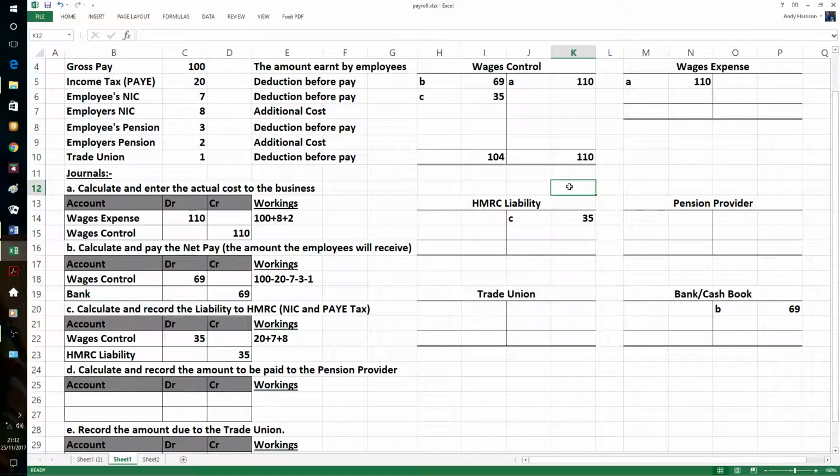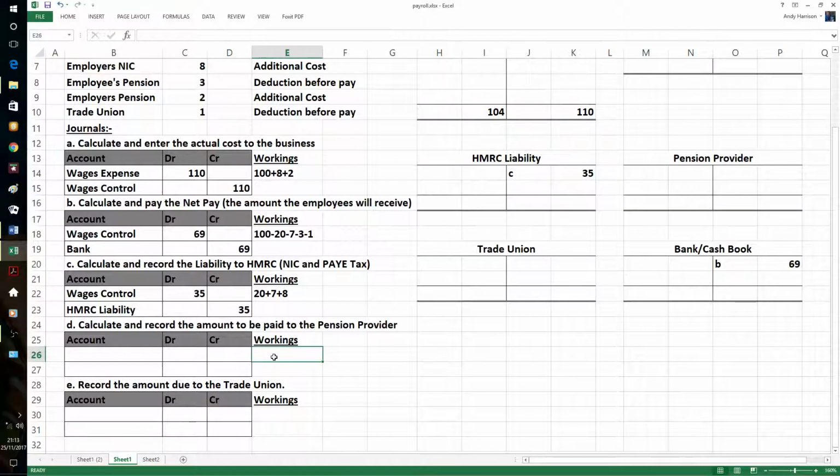Payment dates to HMRC are usually between the 7th and the 18th or 19th sometimes of a month, sometimes paid monthly, sometimes paid quarterly. So it could be a couple of months before you get round to paying that over to HMRC. Then we need to work out the pension provider. They'll get paid even less frequently sometimes.